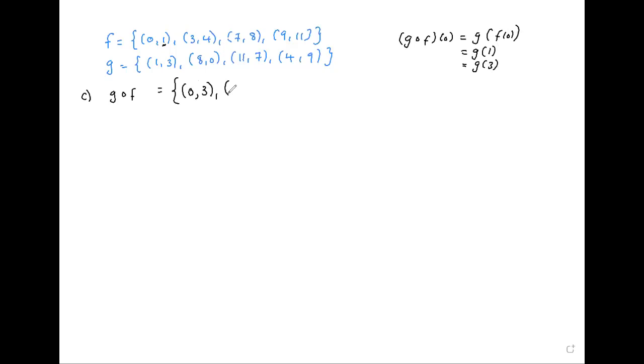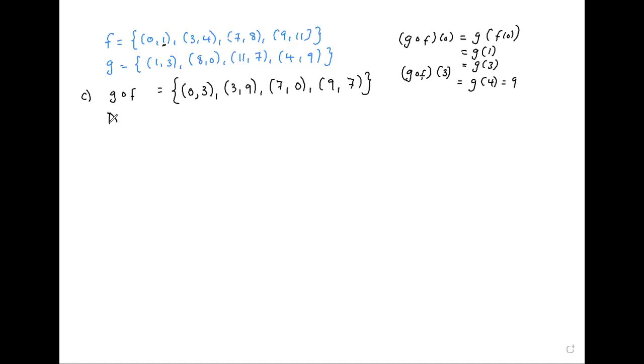Then we go to G of F of 3. F of 3 is 4. So we do G of 4. G of 4 is 9. So we have 3 to 9 here. And then 7 to 8, 8 to 0. And then 9 to 11, 11 to 7.